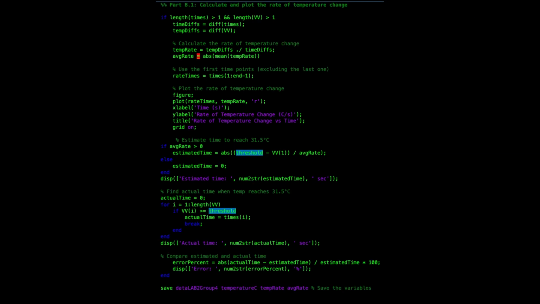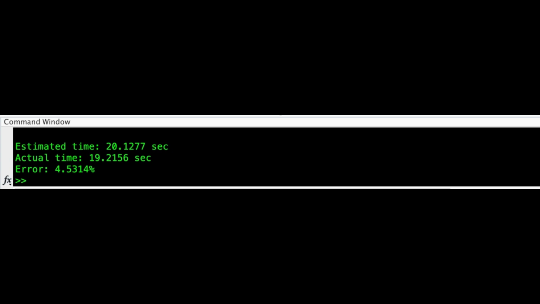And this is the second segment of our code, which was honestly pretty straightforward to assemble. We would repeat the experiment a few times and try to decrease the overall error value so we could be above a 95% confidence interval. In our final run, we got an estimated time of 20.13 seconds, and we received an actual time of 19.21 seconds. And so the actual error was only 4.53%, which is below 5%, which is where we wanted to be overall.